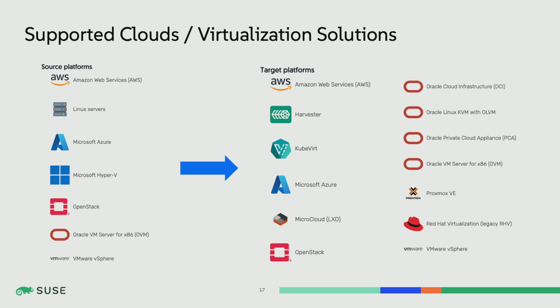We support a very large number of clouds and virtualization solutions. So we have AWS, physical Linux servers on bare metal, Azure, Hyper-V, OpenStack, Oracle VM, VMware, and many more. And on the target, we have, for example, AWS, Harvester, KubeVirt, Azure, LXD, OpenStack, OCI, OLVM, and a variety of different Oracle platforms, so PCA, OVM, and so on. We support Proxmox, and so on, right?